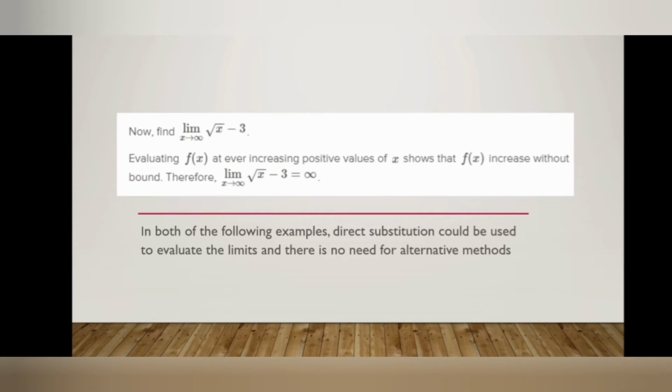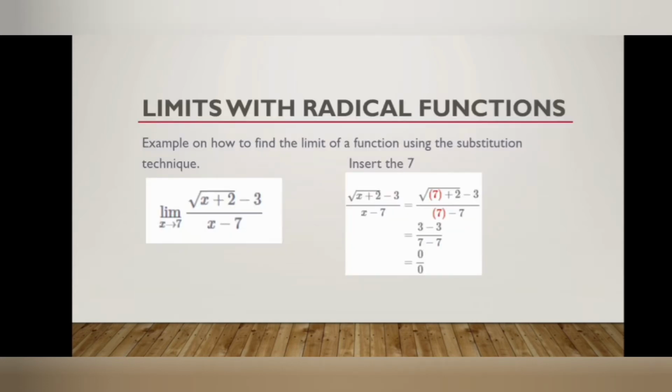In both of the following examples, direct substitution can be used to evaluate the limits, and there is no need for alternative methods. Another example is finding the limit as x approaches 7 of square root of x plus 2 minus 3 over x minus 7.